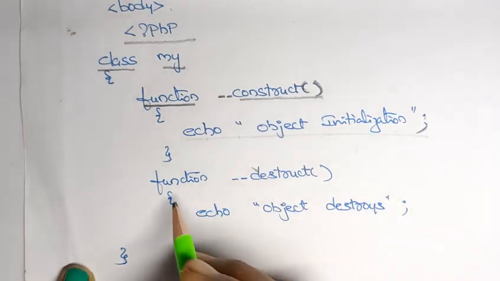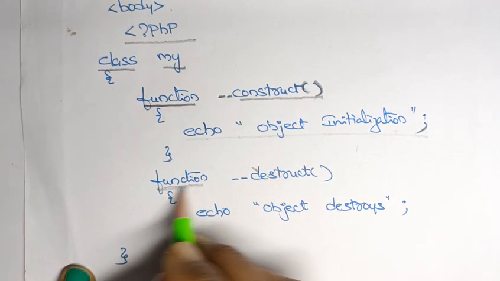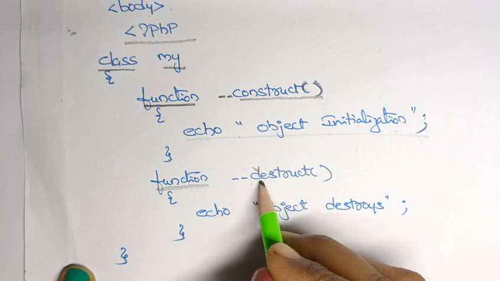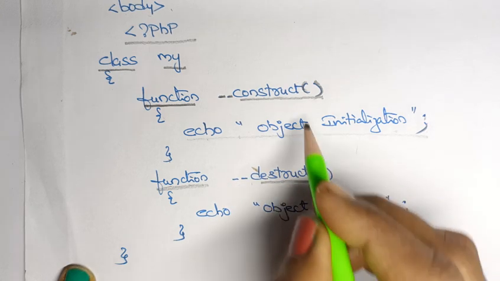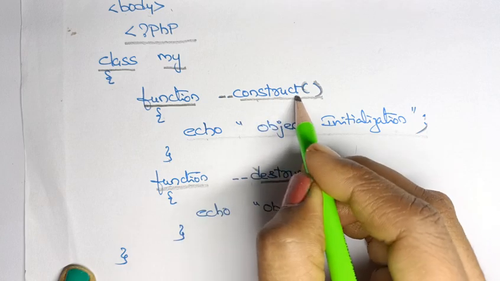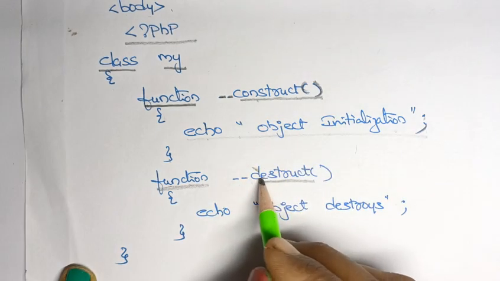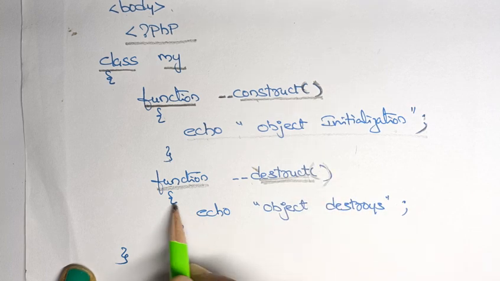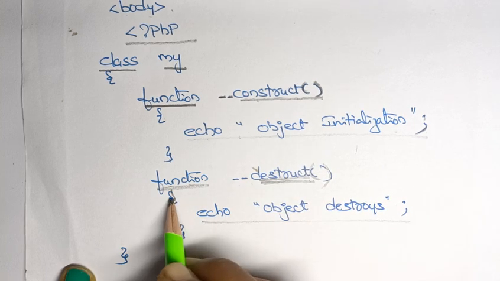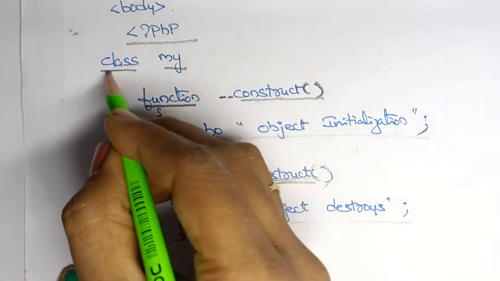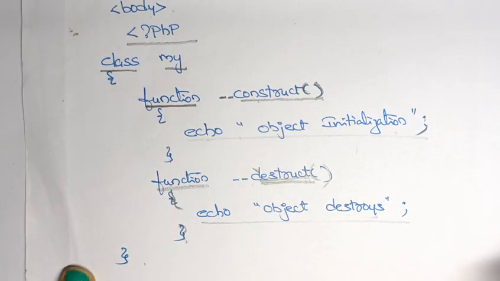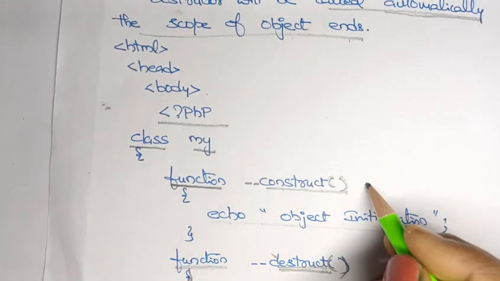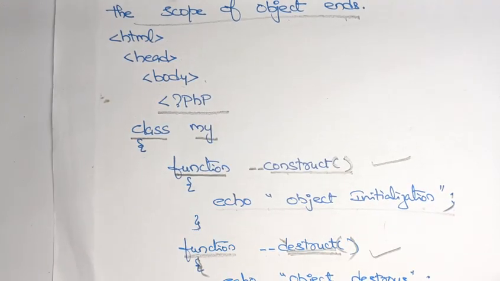Next, to define a destructor you need to use the same function keyword, two underscore symbols, destruct. To define a constructor you use the constructor, and to define a destructor you use the destructor. Next, parentheses, and then write some set of statements in the curly braces. The class is closed here. I am printing "object destruct" here. So this is the constructor and this is the destructor.